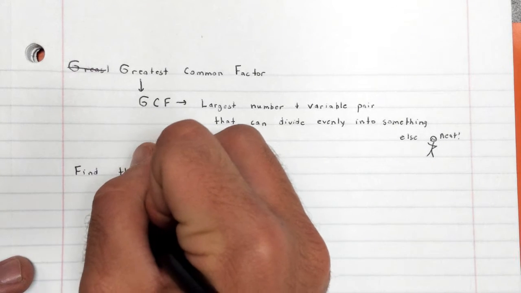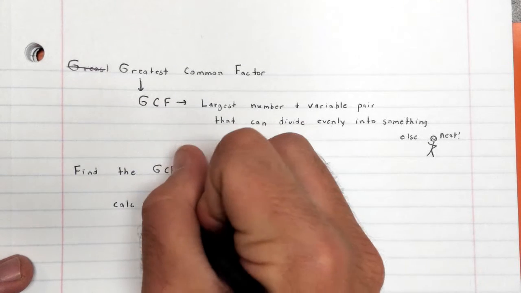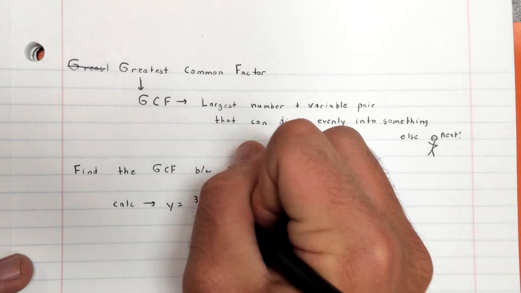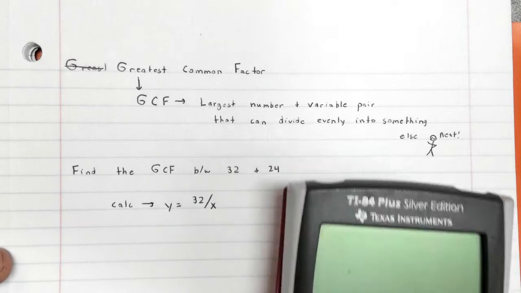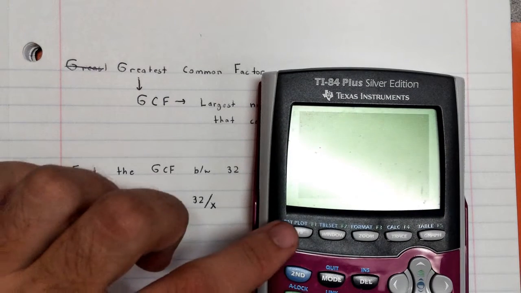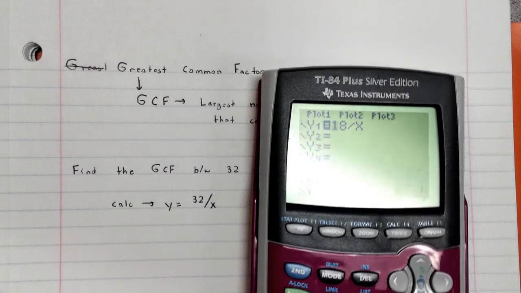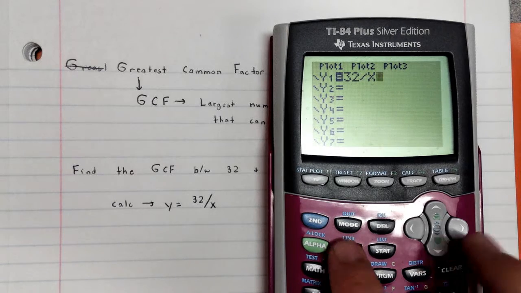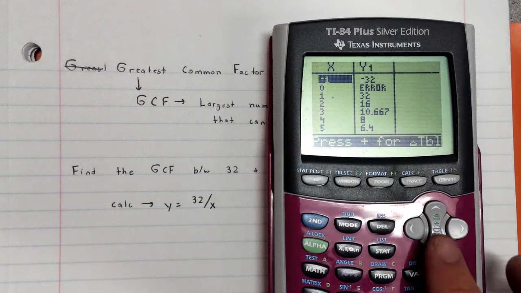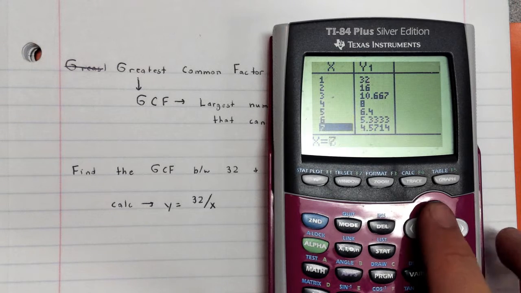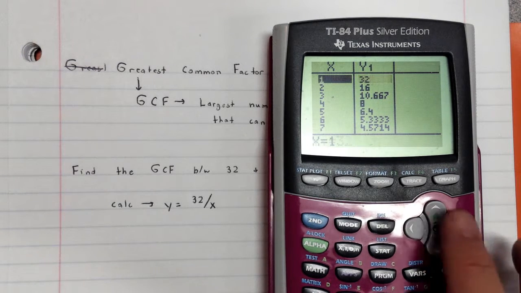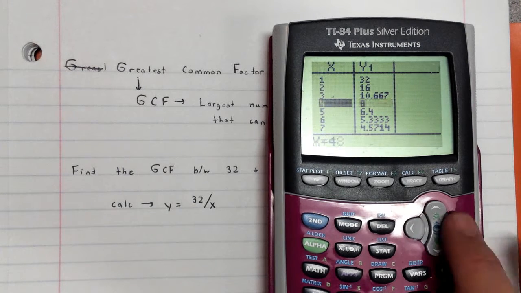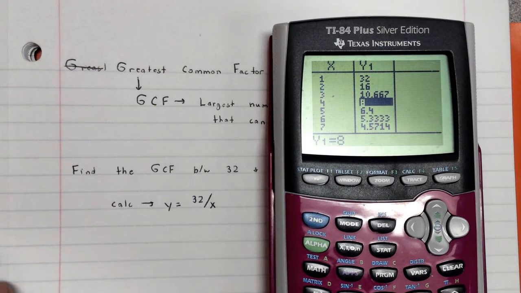In my calculator, I can actually go to the y equals and type in whatever number I'm looking at divided by x. If I go to my calculator and I do that, I can go to my y equals. Let me see if I can get it out of the glare. Take 32 divided by x and go to my table. In my table, I see all of the factors, the pairs that multiply to give 32. So here are the numbers that divide into 32.